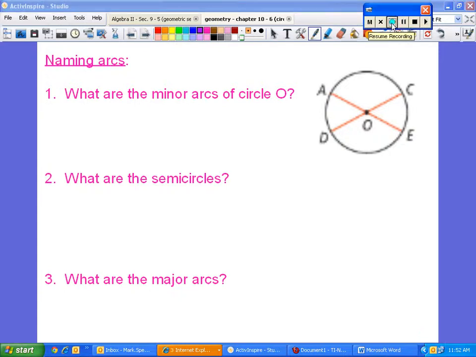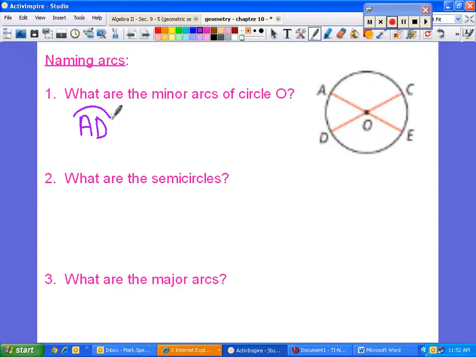We were naming the minor arcs and we came up with what? AD. So the way that you indicate that it's an arc is you write the letters AD and then you put a little umbrella over them. Okay, so we have AD. What else? CE.